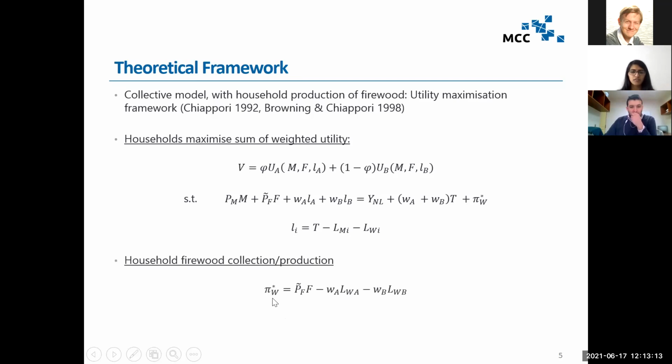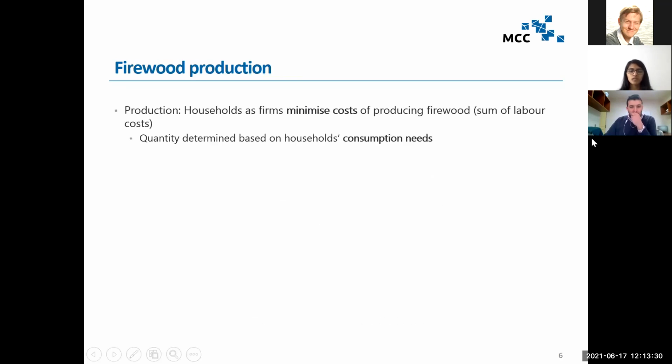So these are the shadow profits of the household. So firewood is being sold at a particular price, P tilde F, and WA and WB are the wage rates. So essentially in this production function, you have the two individuals' time inputs as labor inputs in the process. And so we adopt a cost minimization framework. So households here are considered as firms in a joint framework, and they're minimizing the cost of producing a certain amount of firewood. And this quantity of firewood that needs to be produced can be determined based on households' consumption needs. So it's completely non-separable.